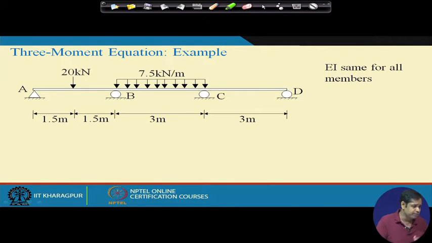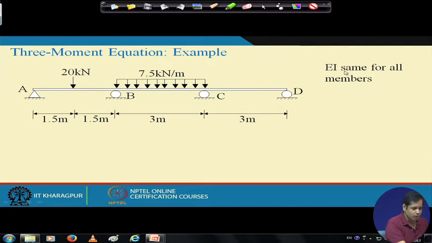This is a continuous beam, a three span continuous beam A, B, C, D, subjected to the loading condition shown here. Flexural rigidity EI is constant for all the members AB, BC and CD. We will see some more examples today where flexural rigidity is not constant. Now, this is an indeterminate structure, and what is the degree of indeterminacy?